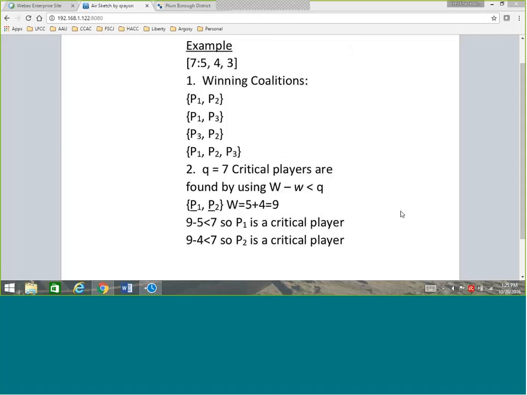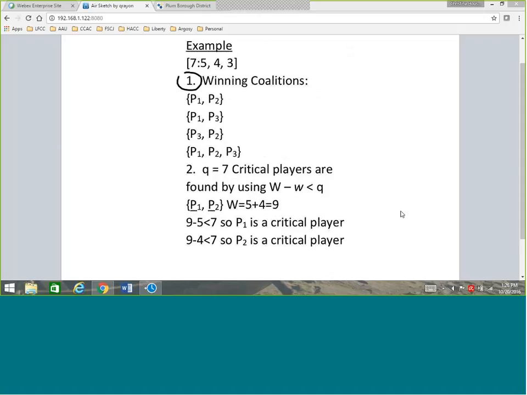Okay, so here's an example. We'll go through the 5 steps. Step 1. For this particular example, player 1 has a weight of 5, player 2 has a weight of 4, and player 3 has a weight of 3. These are the winning coalitions for a quota of 7.